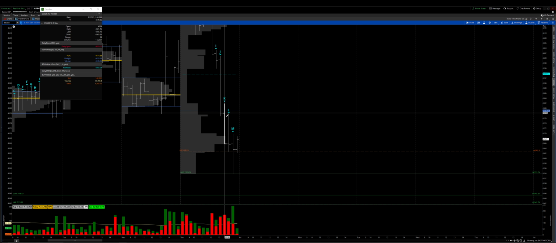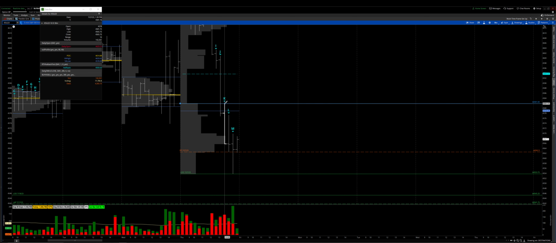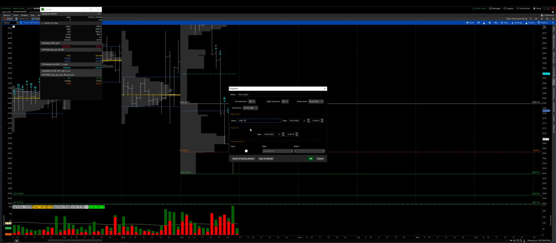Then we have our set of single prints that start here from J period. They start at K's high of 81.75. 81.75 is where the single prints start.